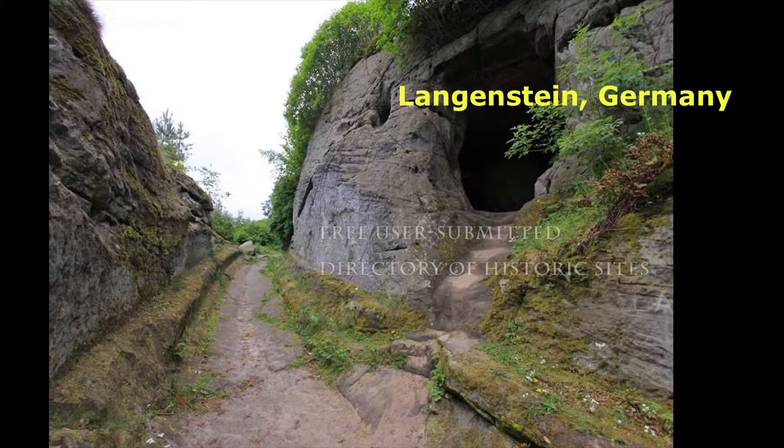These are tracks at Langenstein, Germany. And you see them down the middle of this corridor. So was there a corridor, and then these tracks were cut in the already occurring natural corridor? Or was the whole corridor cut by whatever did these tracks?